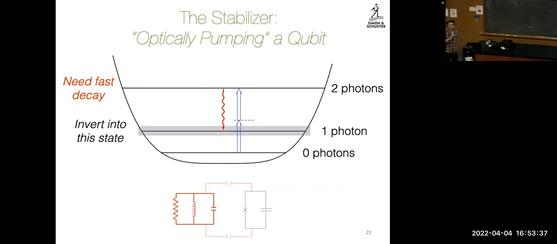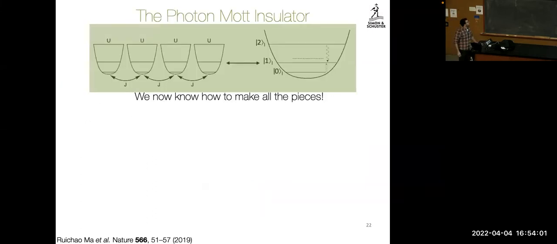Okay, but this is literally what people do to make gain media in laser cavities. The only difference is they don't engineer that this 2 to 1 transition is fast. God engineered that, or the spaghetti monster, whoever you believe in, and you just pick an atom or molecule that has the decay rate that works well for you. But with the circuits, we can make whatever we want. Okay, so we now know how to make all of the pieces of this object. What happens when we put them together?